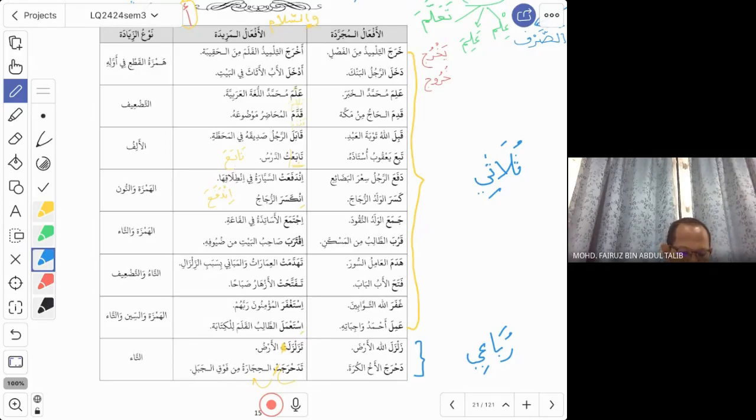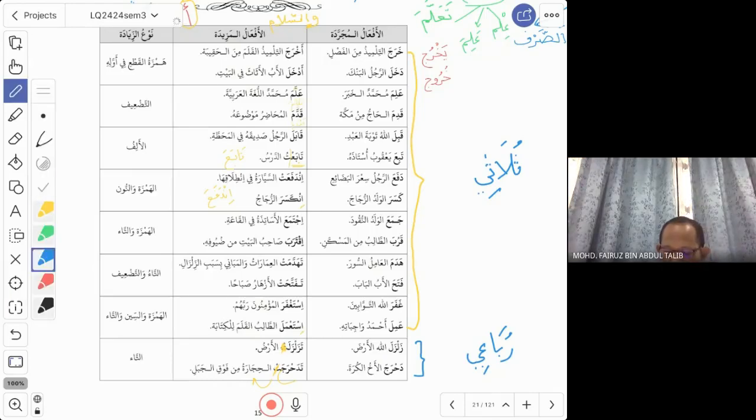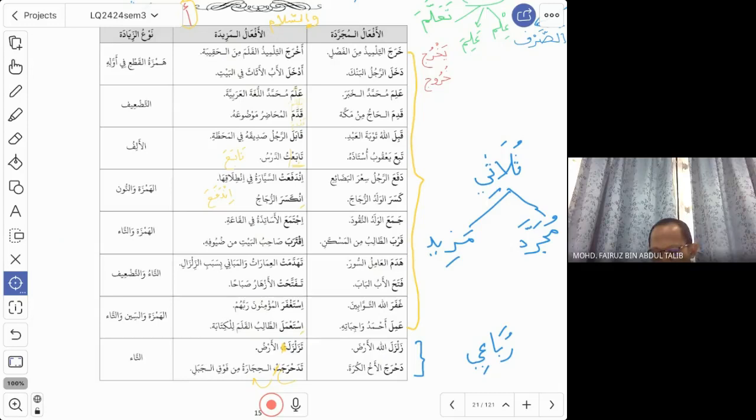Now, at the same time, we also have mujarrad and mazid. So sulasi can be divided into 2. You can have sulasi mujarrad and you can have sulasi mazid. Okay, so what is sulasi mujarrad? Sulasi mujarrad, as we have learned earlier, mujarrad means there is no additional letter.